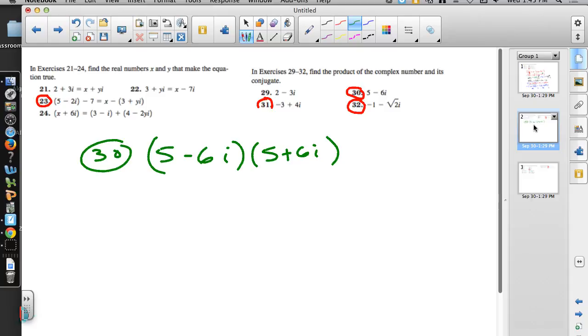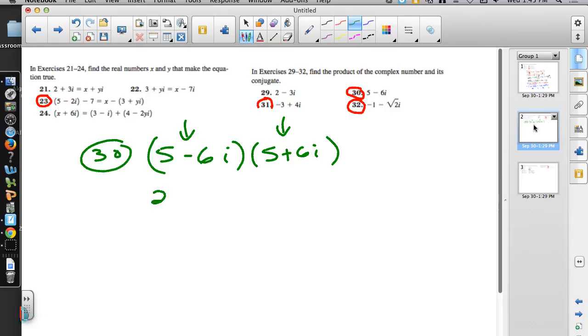So when we look at this one, we recognize that we have a plus and a minus, because that's the conjugate in between those two terms. You just change the sign between your real and your imaginary part. And then we don't have to do all of FOIL.